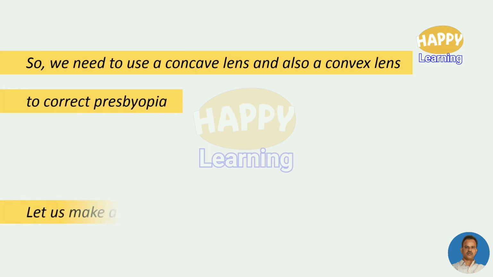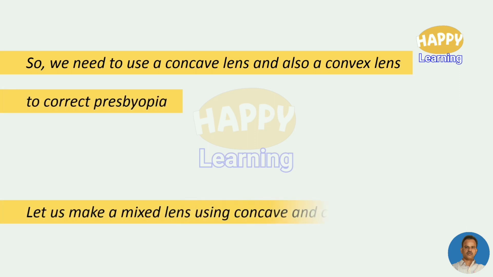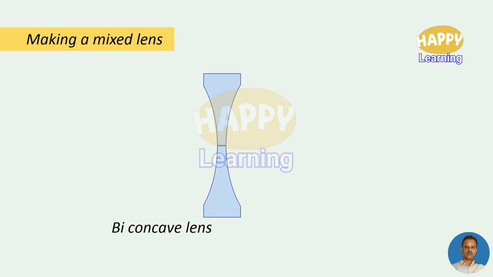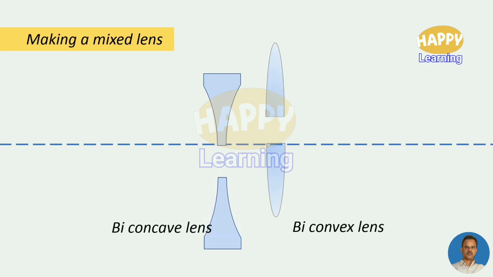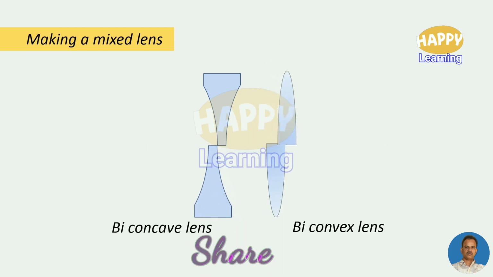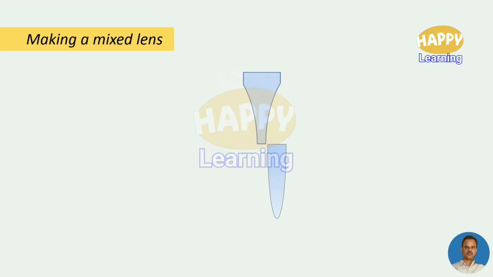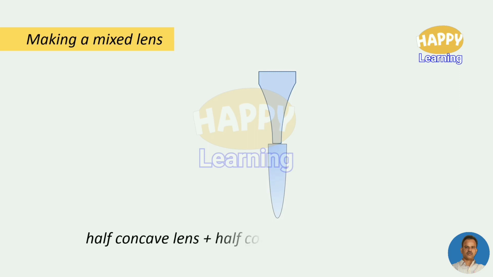Let us make a mixed lens using concave and convex lenses. Making a mixed lens. This is a biconcave lens and this one is a biconvex lens. Cut them into halves. Take half from concave and half from convex and fix these two pieces as shown here. Half concave plus half convex gives a mixed lens.